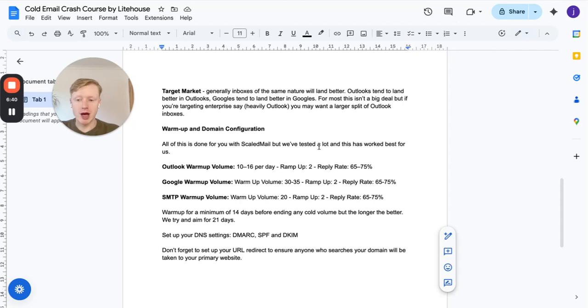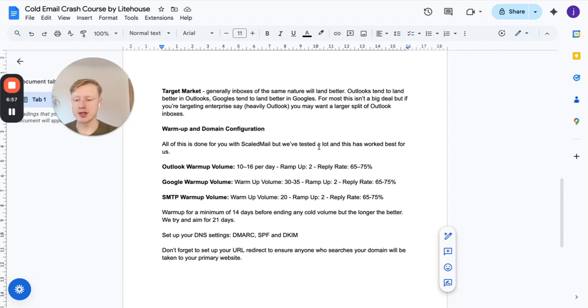Like I say, we run through Scaled Mail. That makes it very easy for us. And they're about as cheap as you'll get as well. If you're running alternatives, I'd always see what they recommend, those platforms. There are other alternative platforms out there.